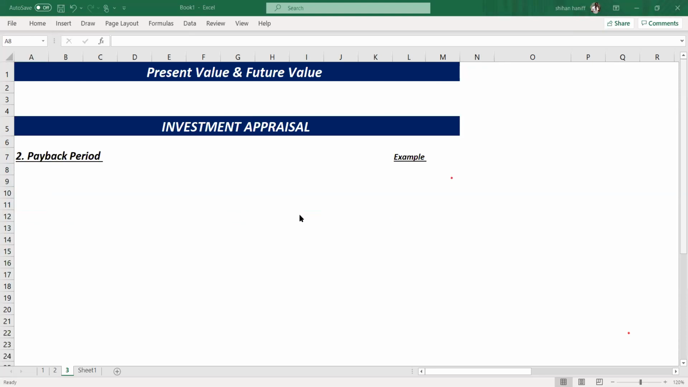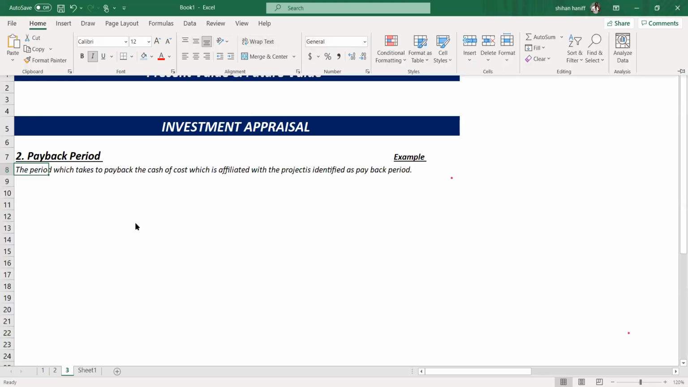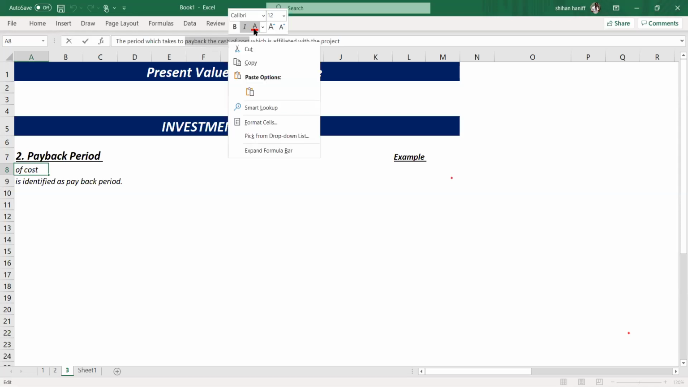Payback period means the period which it takes to pay back the cash or the cost affiliated with the project, identified as the payback period which takes to pay back the cash or cost which is affiliated with the project. This is called payback period.